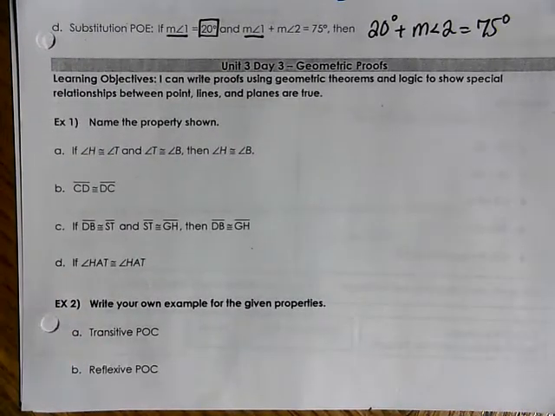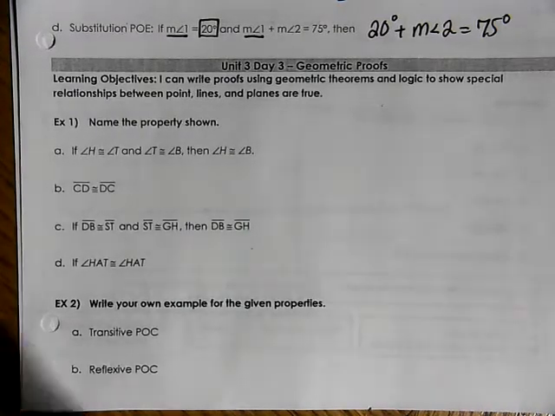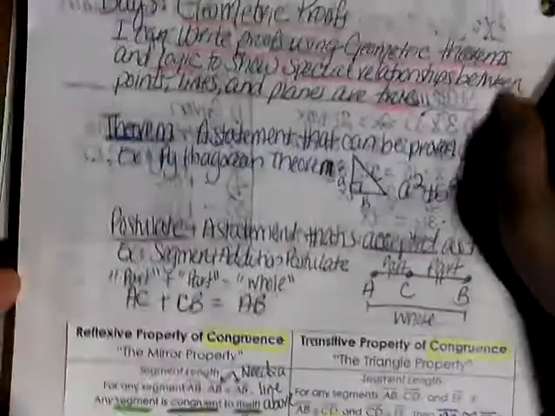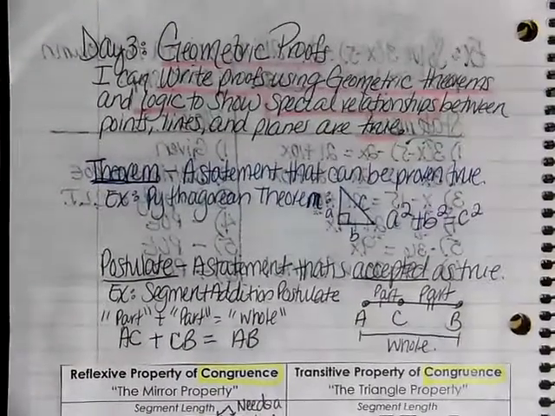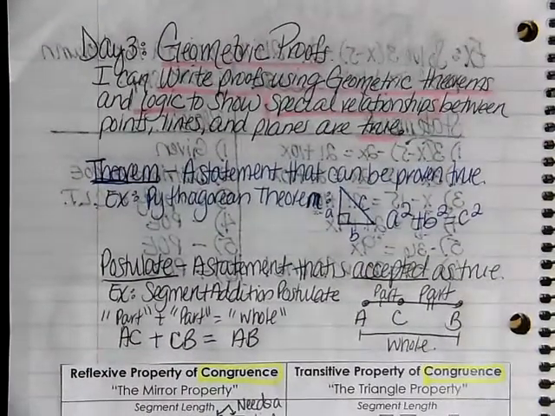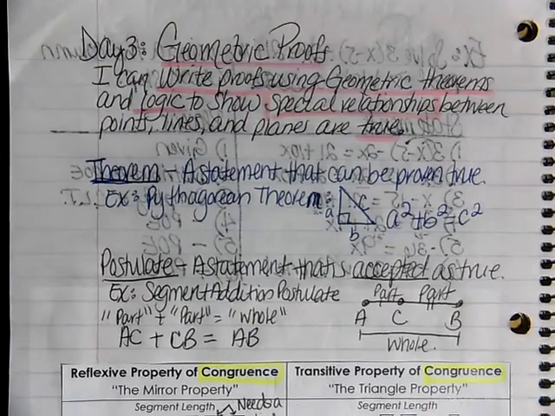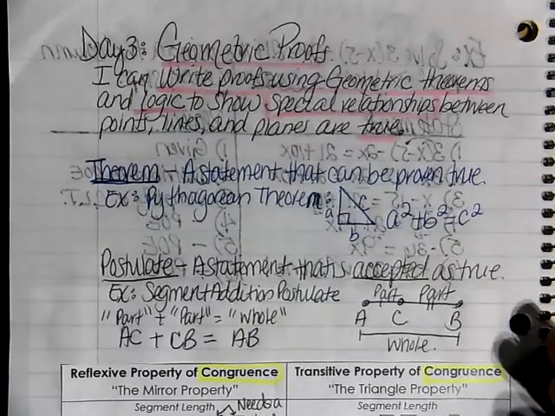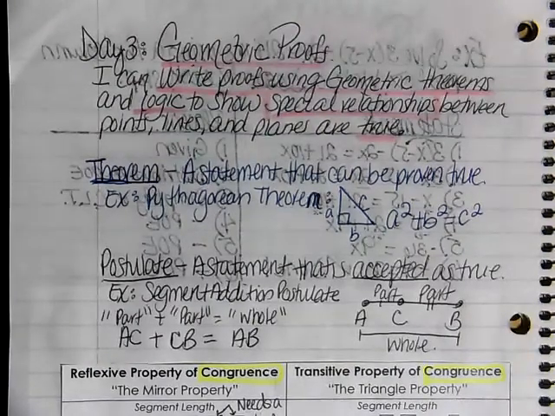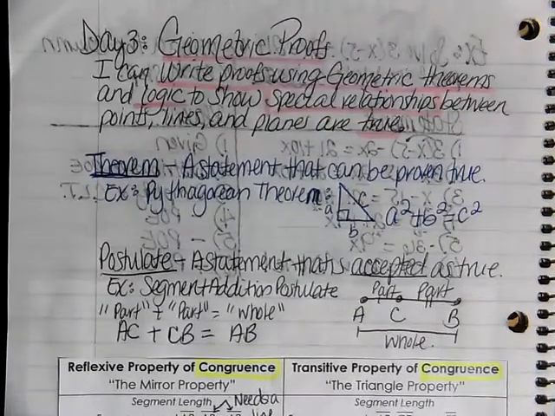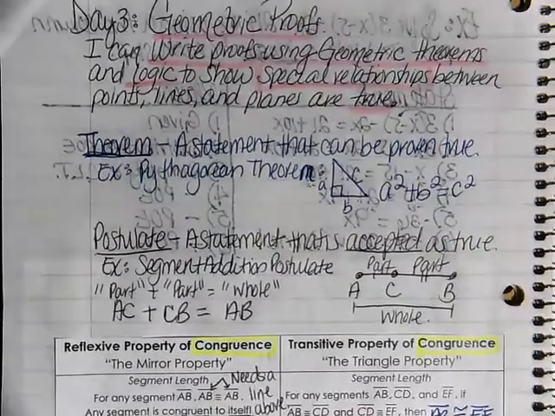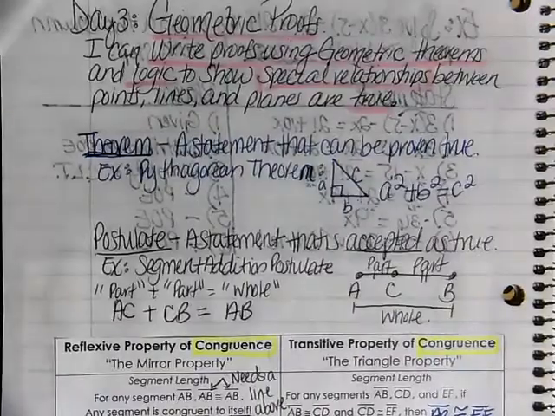Hi everyone, for today's lesson, we are going to continue with our discussion over geometric proofs. In this lesson, please make sure that you have completed the discussion notes for geometric proofs. In our discussion notes, we discussed what a theorem was and what a postulate was, and we are going to be using theorems and postulates to help us prove certain statements are true in geometry.